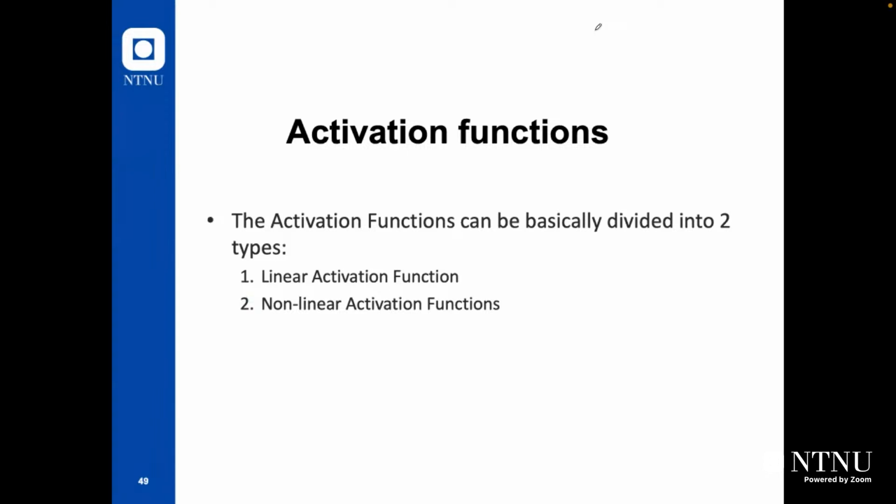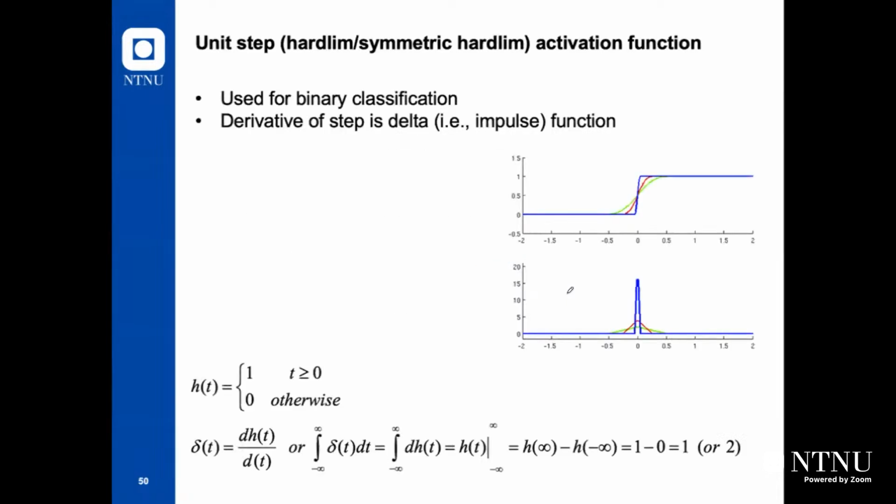Here we need to talk about some activation functions. The activation function can be divided into linear and non-linear activation functions. For example, we can use the unit step, which is hard limit or symmetric hard limit. This one, hard limit, will try to squeeze outputs to a number between 0 and 1. The problem here is that when you take the first derivative of this function, it will be a pulse function like this one.